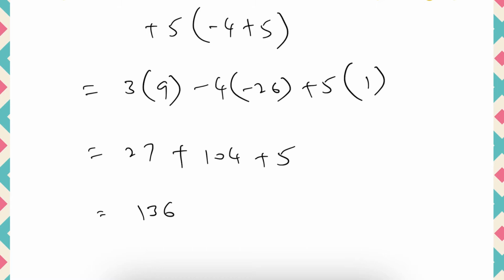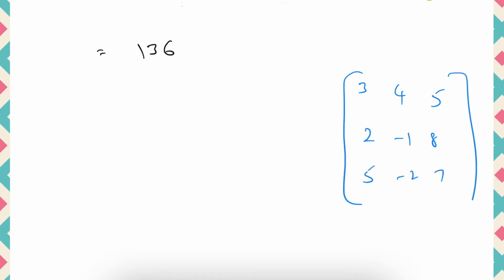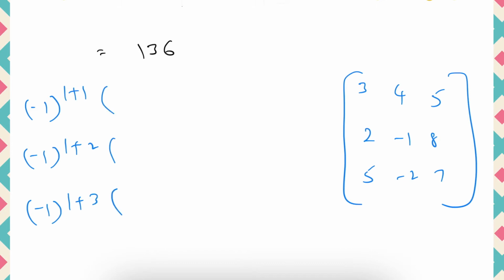Now we need to find the adjoint matrix. For that, I will first find the cofactor of each and every element. Here I am writing the matrix again: 3 4 5, 2 minus 1 8, 5 minus 2 and 7. Let us find the adjoint. Minus 1 power first row first column, minus 1 power first row second column, minus 1 power first row third column, into. Now first I am going with the first row first column.